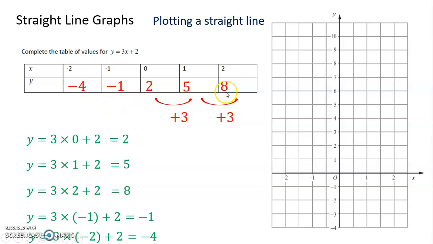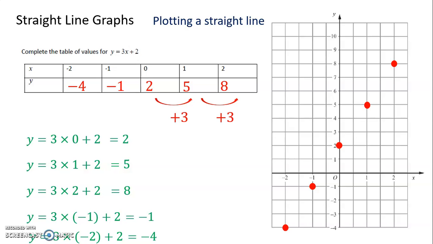Okay, so what I've got in my table here now is a pair of coordinates, and I'm going to have to plot them. So I've got 0, 2, 1, 5, 2, 8, and then I've also got negative 1, negative 1, and negative 2, negative 4. So I'm going to start with this one, negative 2, negative 4, negative 2 on the x-axis, negative 4 on the y-axis, and plot my point. And then negative 1, negative 1, 0, 2, 1, 5, 2, 8.